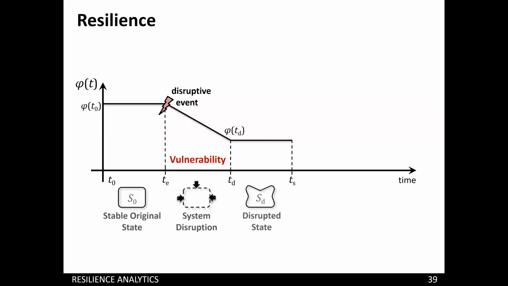And then there's some disrupted state for some amount of time, and then restoration, recovery occurs until time TF. We describe that with recoverability. Okay, I'm a systems engineer. I like to think about properties of a system in terms of ilities, reliability, maintainability, and so on. And so I consider the two main dimensions of resilience to be vulnerability and recoverability.